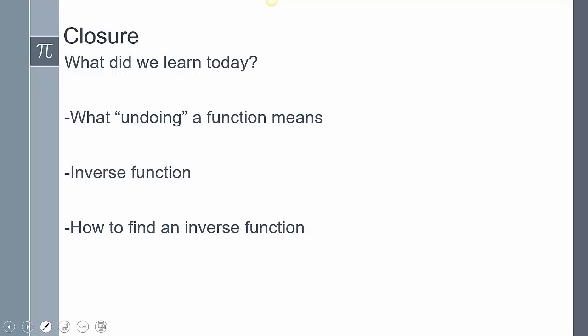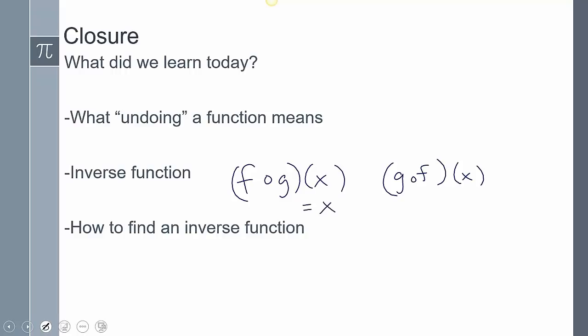And so what we said was one of the definitions of an inverse is if we find the composition, f of g of x or g of f of x, because these functions undo each other, we're only going to end up with x. And so that inverse function is the quote-unquote undoing function.